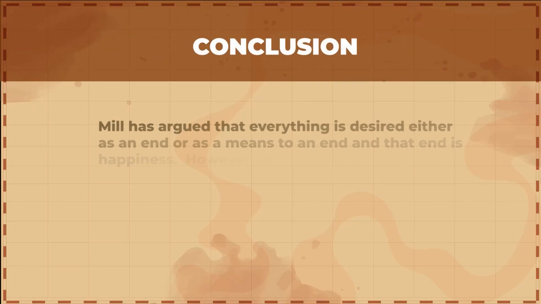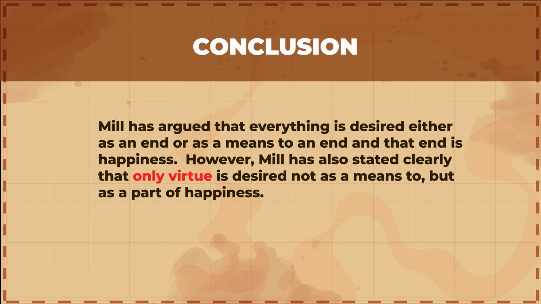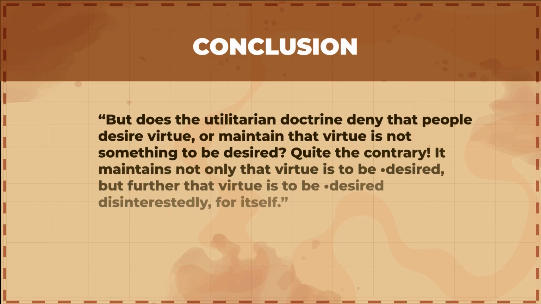To summarize, Mill has argued that everything is desired either as an end or as a means to an end, and that end is happiness. However, Mill has also stated clearly in his work on utilitarianism that only virtue is desired not as a means to but as part of happiness. But does the utilitarian doctrine deny, and I am quoting from Mill's Utilitarianism, that people desire virtue or maintain that virtue is not something to be desired? Quite the contrary. It maintains not only that virtue is to be desired, but further that virtue is to be desired disinterestedly for itself.